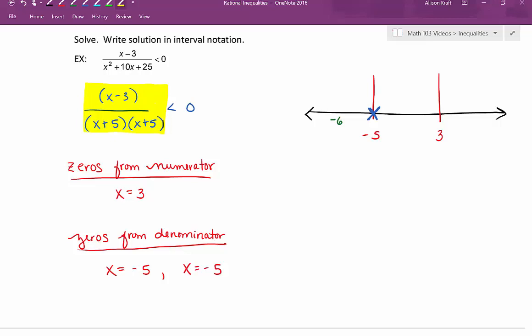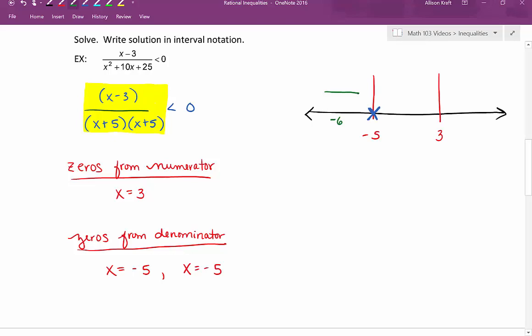So let's plug -6 into our first factor of x minus 3. That's going to give us a negative. Plugging -6 into our first factor in the denominator, x plus 5, I get a second negative. And then plugging -6 into my second factor of x plus 5 in the denominator, I get a third negative. Even-odd rule, 3 negatives, tells me that I'm going to end up with a negative.